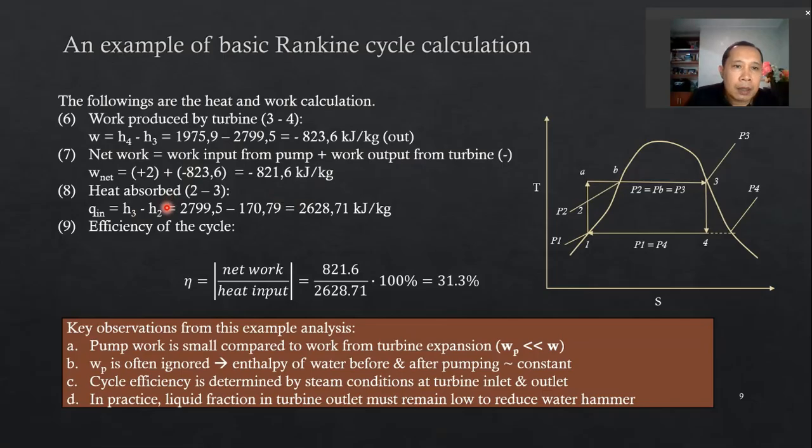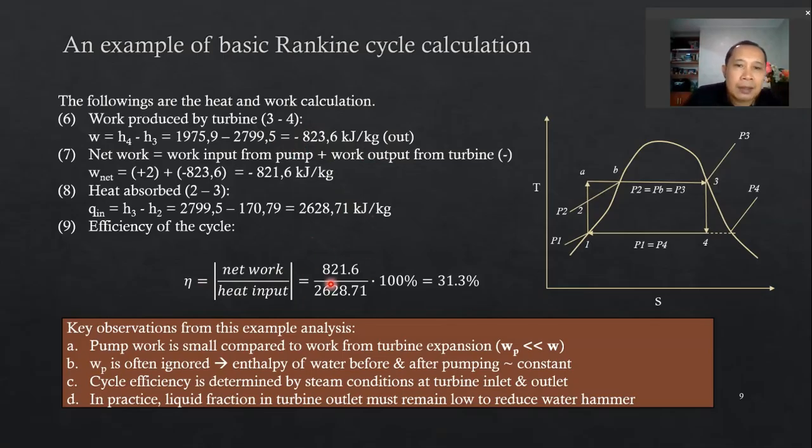The heat absorbed is from point 3 to point 2 here: enthalpy at point 3 minus enthalpy at point 2. And the result is 2,628 kilojoule per kilogram. You can clearly see that the amount of work should logically be less than the amount of heat absorbed. Now when we calculate the efficiency, of course, we take the absolute value, so you don't have to worry about the minus or plus sign.